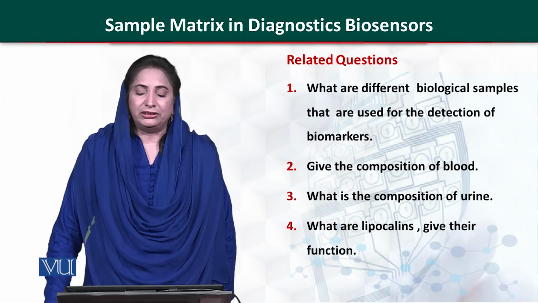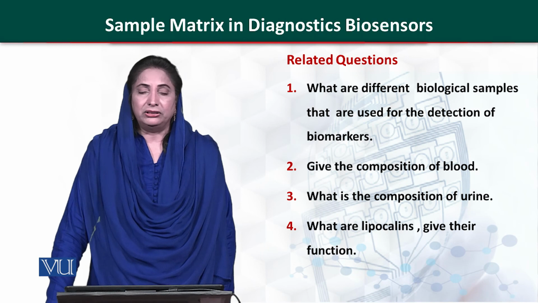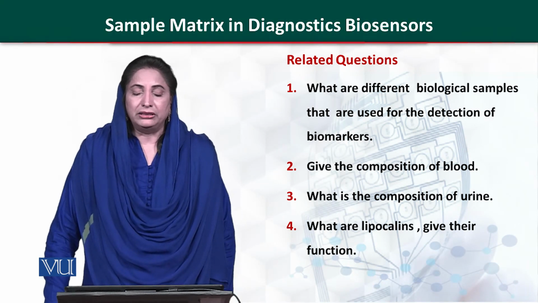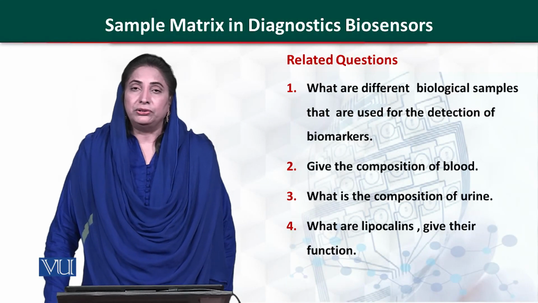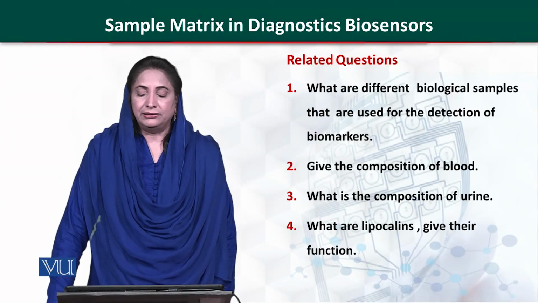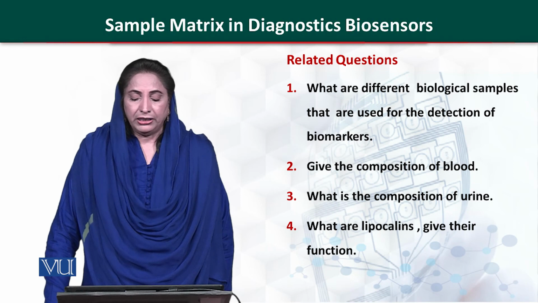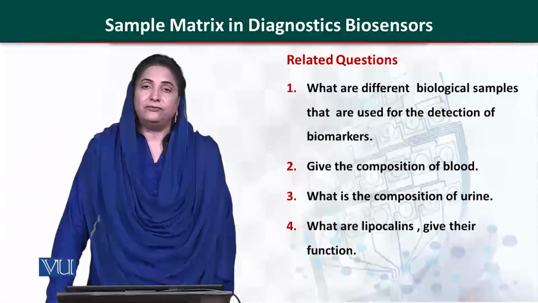So the related questions are, what are the different biological samples that are used for the detection of biomarkers? Give the composition of blood, and what is the composition of urine, and what are lipocalins? Give their functions.